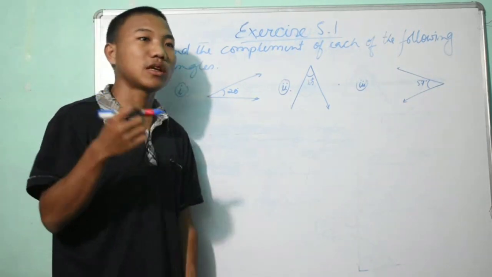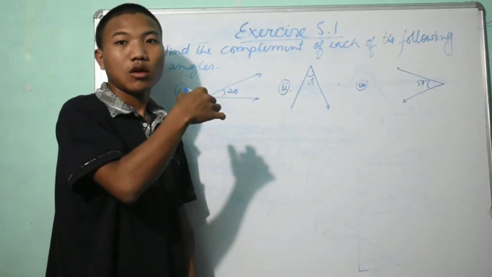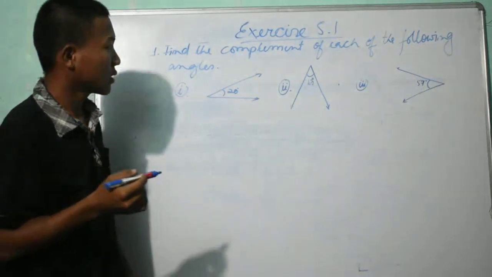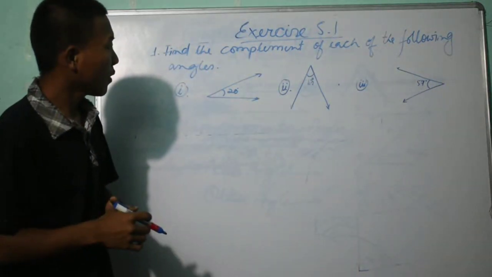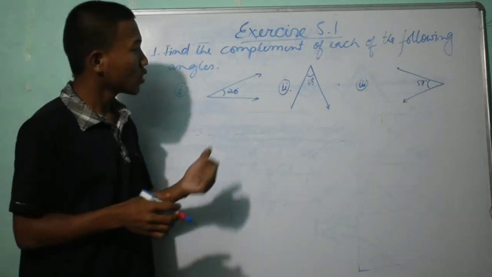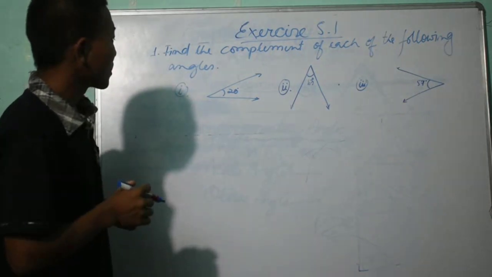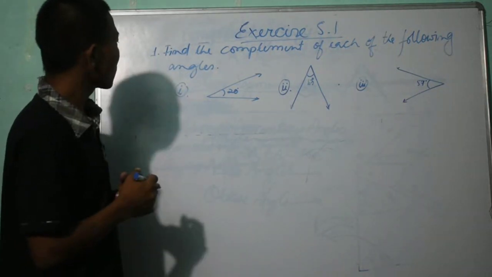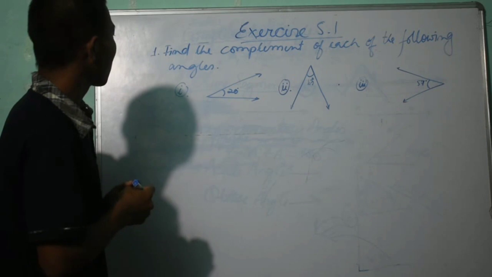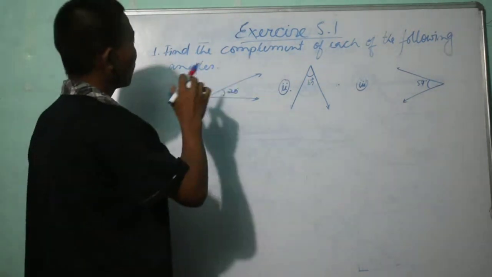Okay, now we have learned all the basics of lines and angles. So let us try to solve this exercise. The exercise number 1, let us read the question. Find the complement of each of the following angles.